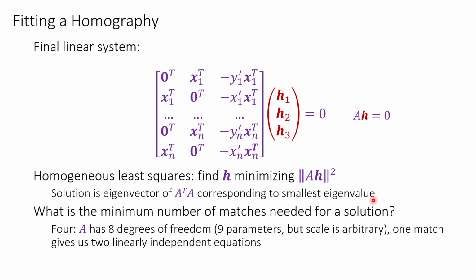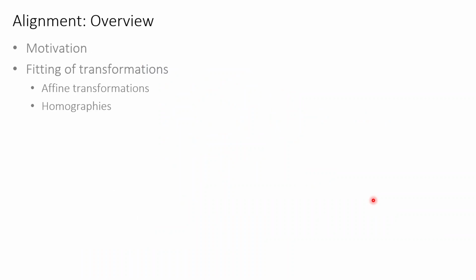So what is the minimum number of matches needed for a solution for h? H has 8 degrees of freedom, 9 parameters, but scale is arbitrary. One match gives 2 linearly independent equations. So therefore, we need 4 point matches. Yes. So now let's see how to find this homography.